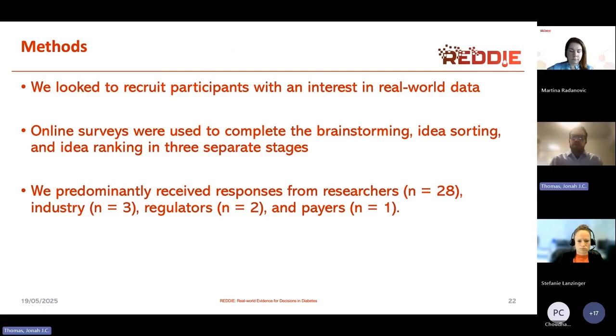So we look to recruit participants with an interest in real world data, so some key stakeholders from both within the REDDIE consortium and beyond. We use online surveys to complete the brainstorming, idea sorting, and idea ranking in three separate stages. We made a lot of effort to try and engage with industry regulators and payers, and we did get some responses from them. However, our data was still heavily skewed from researchers. So it is worth noting that we did try to engage with these groups. However, we found it challenging at times to get the same level of response as we did from the research community.